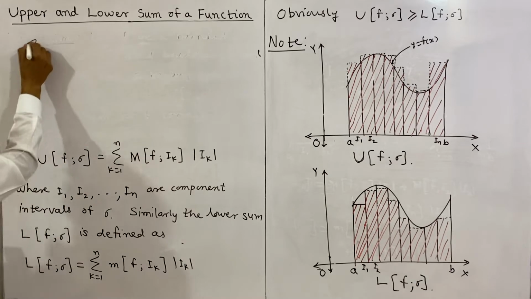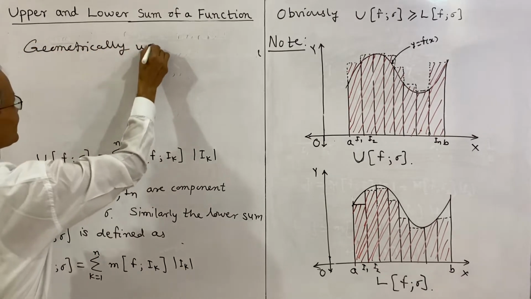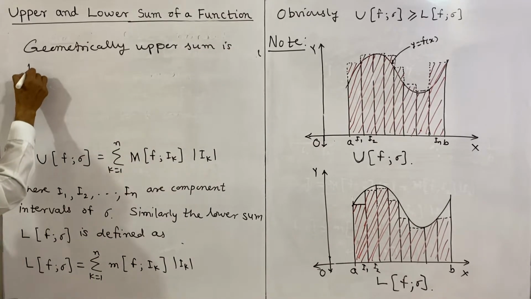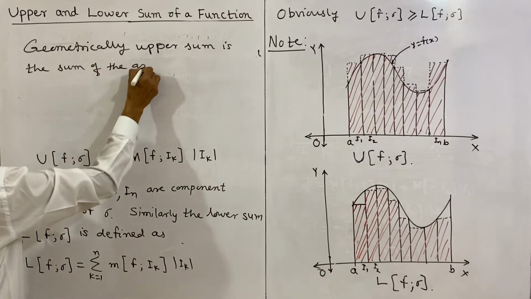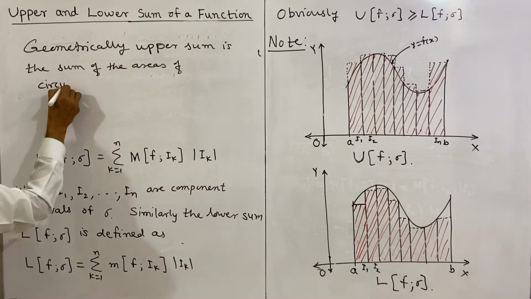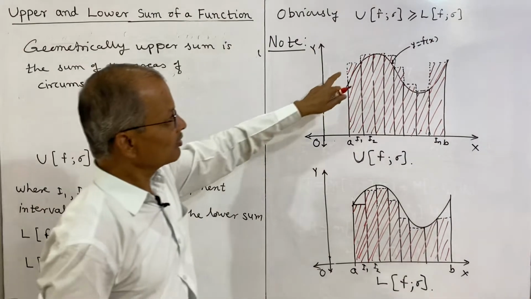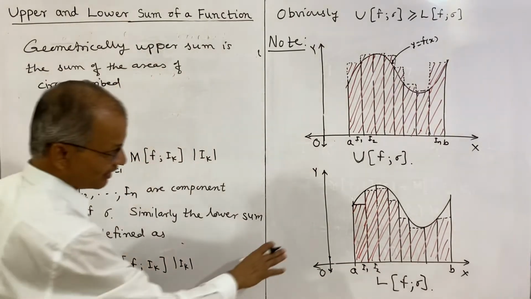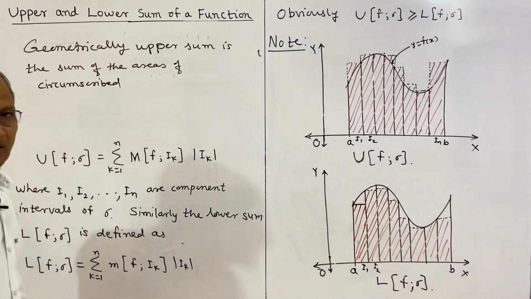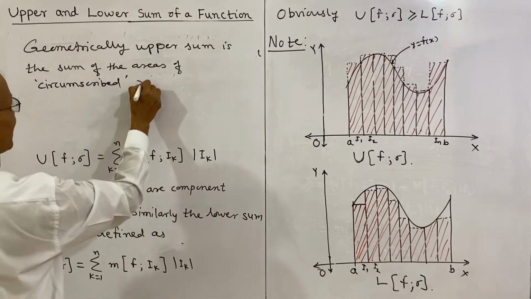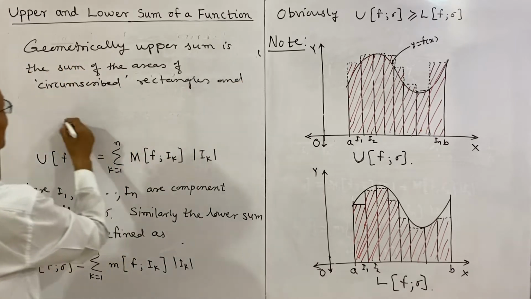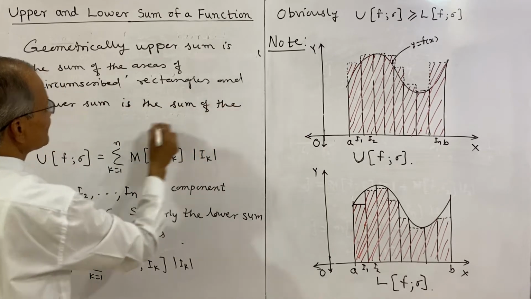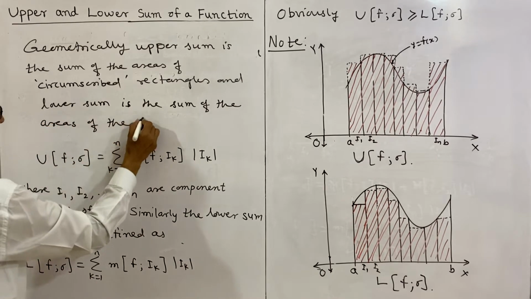So geometrically, the upper sum is the sum of the areas of the circumscribed rectangles, which lie above the curve, and the lower sum is the sum of the areas of the inscribed rectangles. These rectangles are below the curve; for the circumscribed ones, some part is above the curve. The upper sum is the sum of the areas of the circumscribed rectangles, and the lower sum is the sum of the areas of the inscribed rectangles.